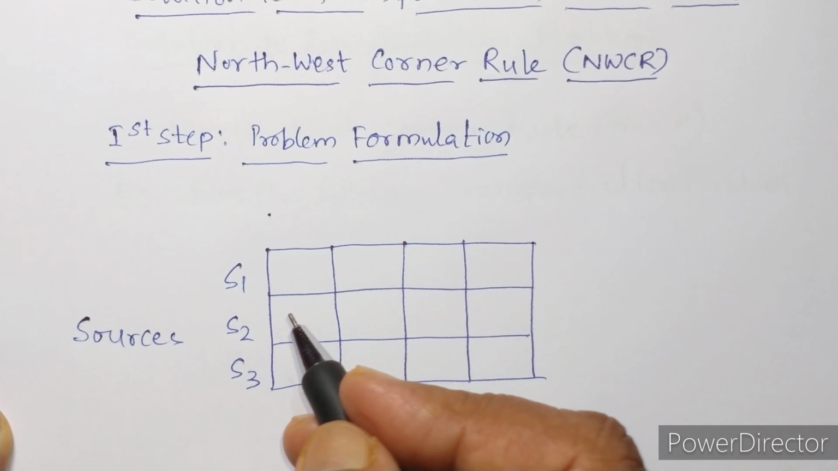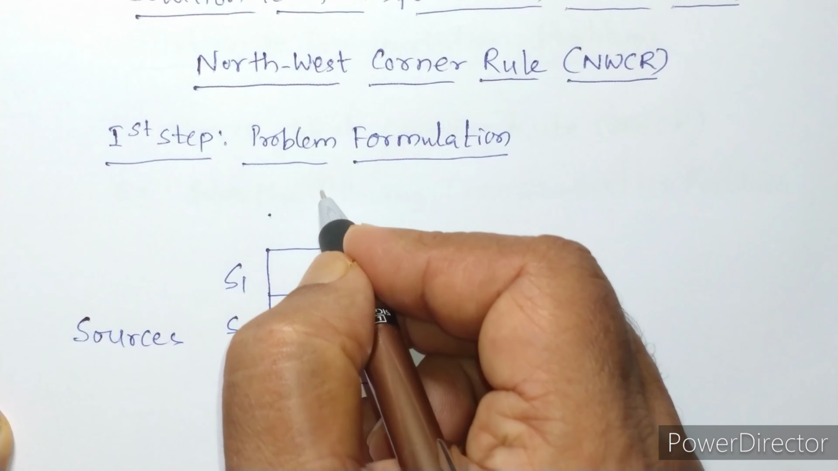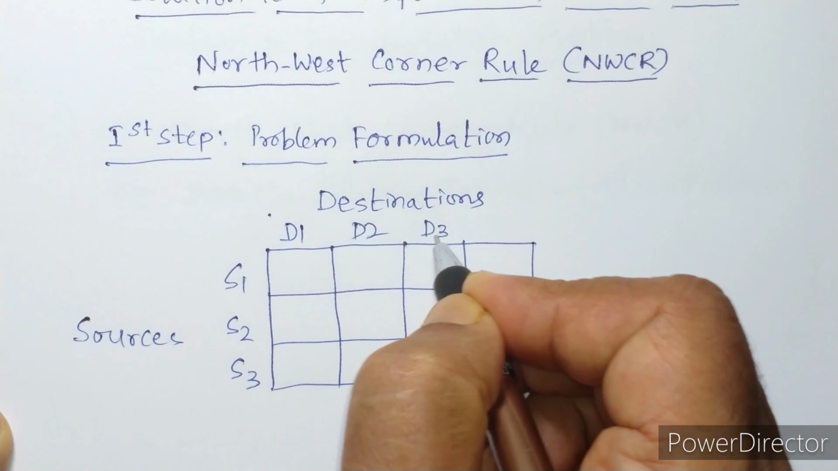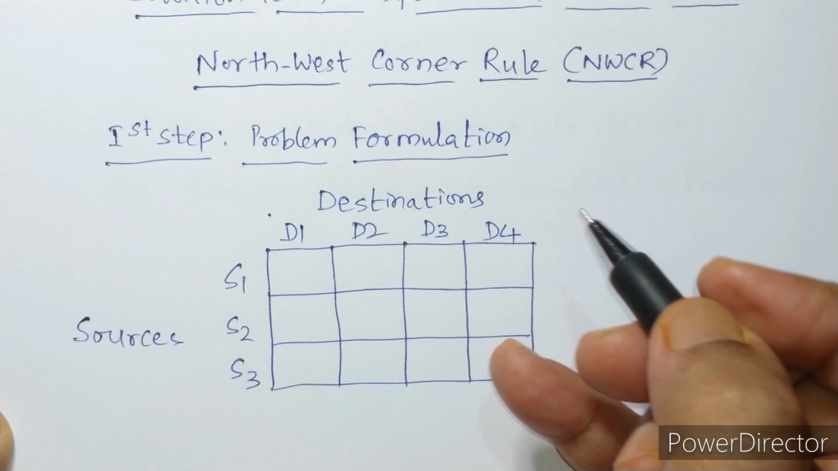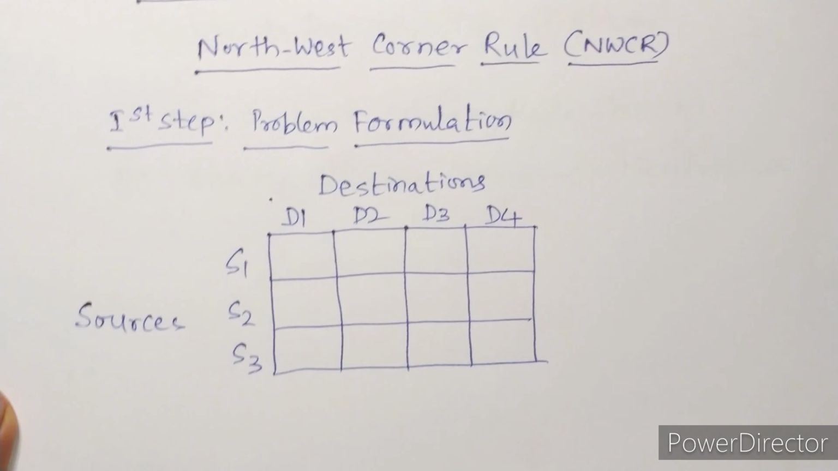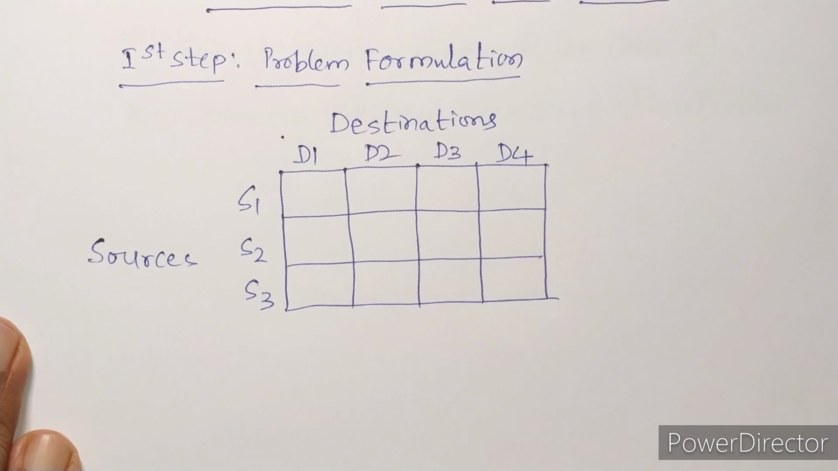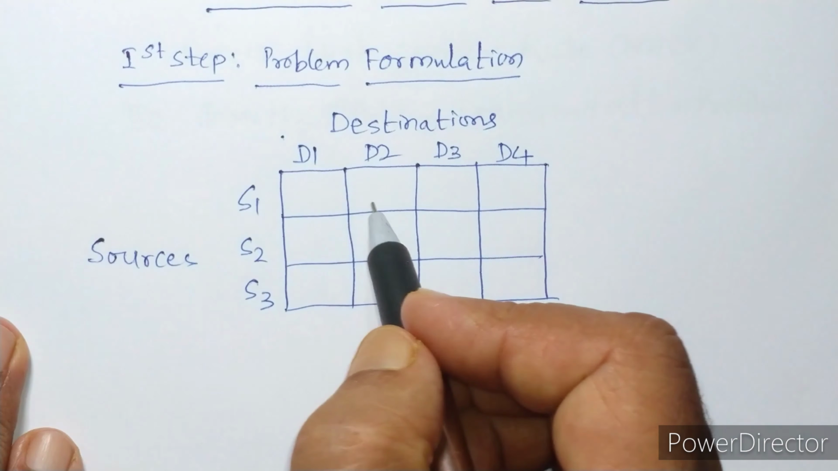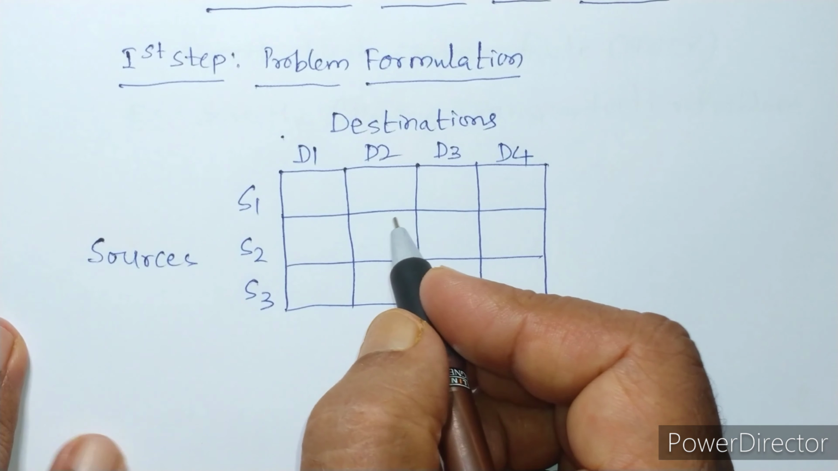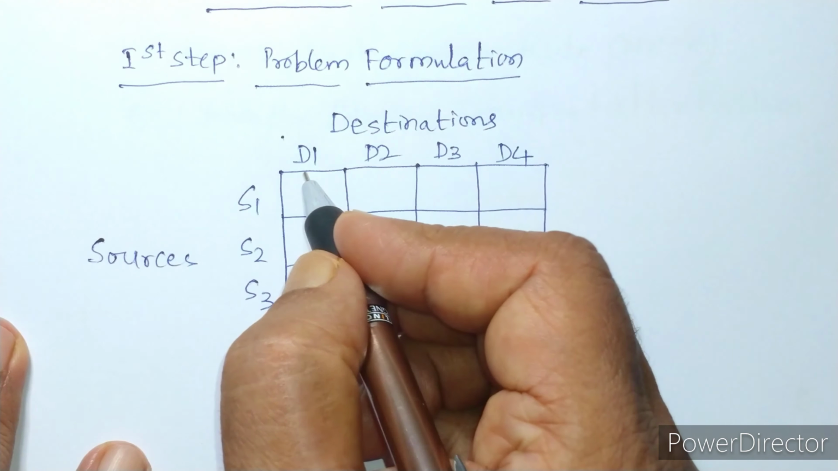There are three sources in this problem, and the destinations are written as columns D1, D2, D3 and D4. There are four destinations, and we can take these destinations as the dealers also, which demand the products of the company. These are called the cells of the transportation matrix. In the cells, we have to write the unit transportation cost.